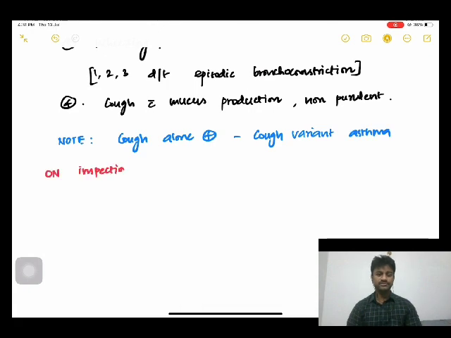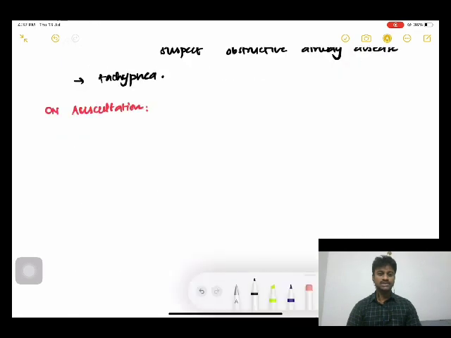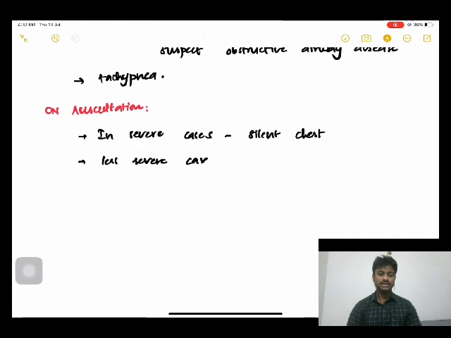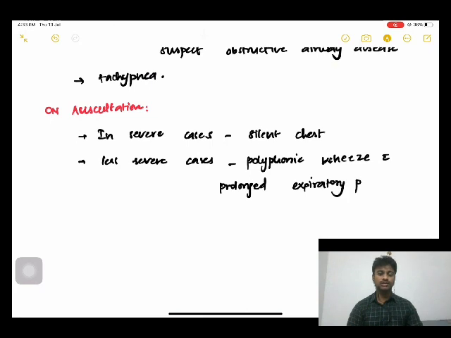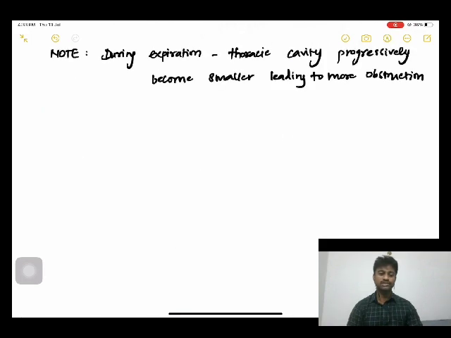On inspection, if we observe the expiratory phase prolonged compared to the inspiratory phase, we can suspect an obstructive airway disease. The patient will be tachypneic. On auscultation, if the asthma is severe, the chest will be silent. If the asthmatic attack is less severe, we can hear a polyphonic wheeze and the expiratory phase will be prolonged compared to the inspiratory phase. This is because during expiration, the thoracic cavity size reduces progressively and the obstruction becomes more severe.